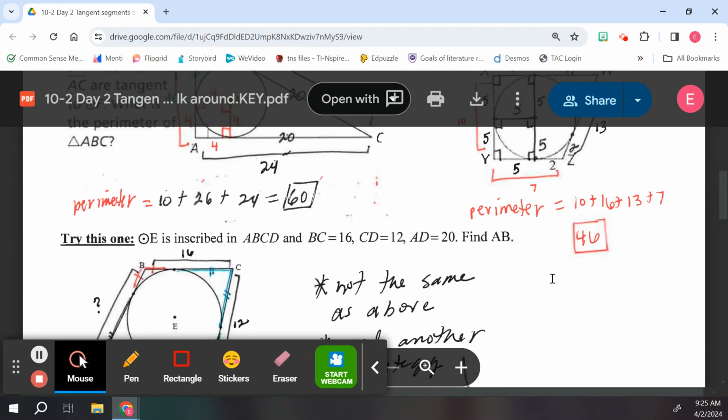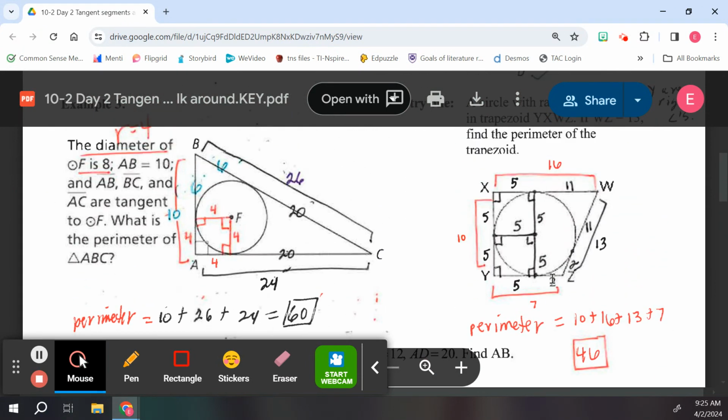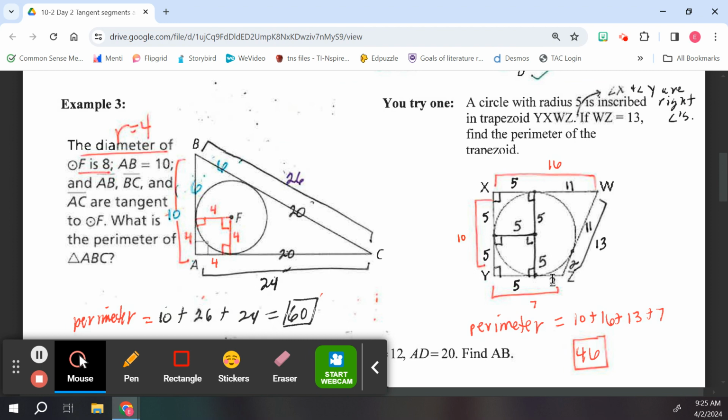So here you go. You should have gotten 46. Now remember, the reason that's there is because you could have chosen either side. That's why there are two squares there, but you did not have to use both squares. It's just that you have options available to you. Any questions?